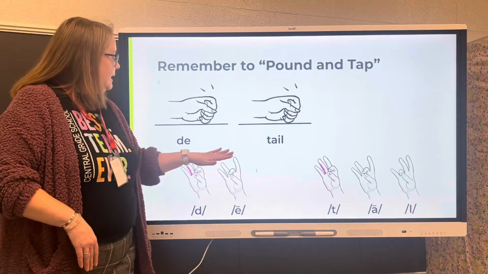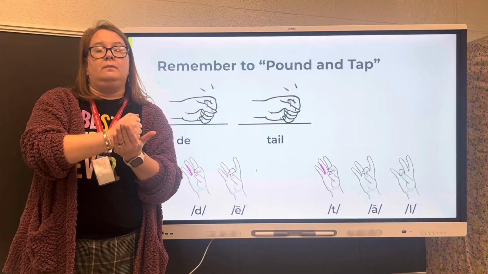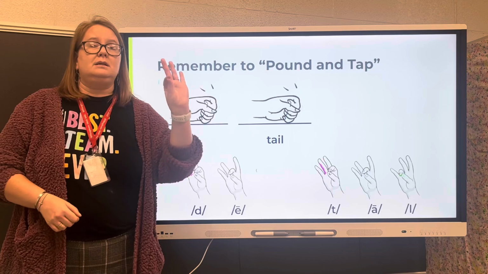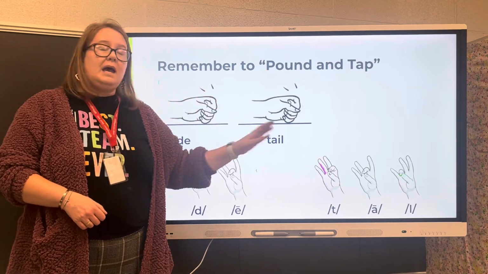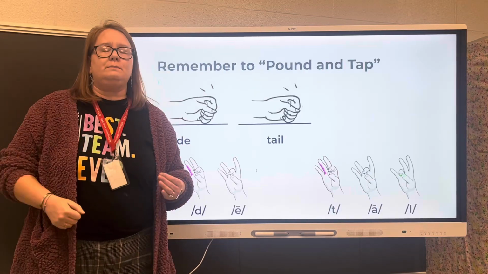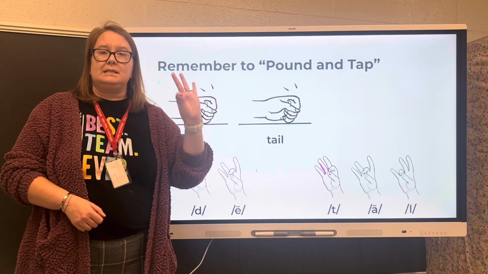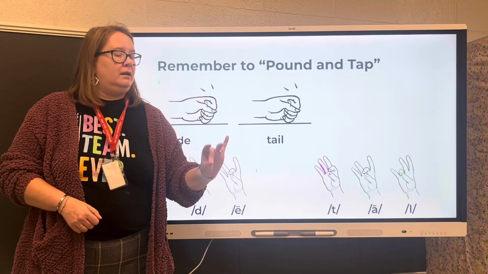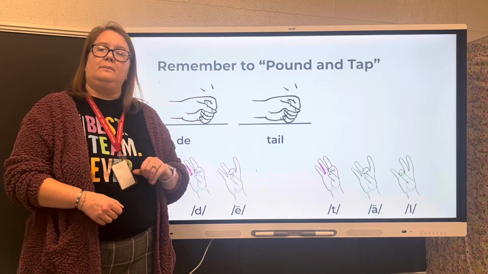So here's my word, detail. So I would pound it, de-tail. When it's time to spell that word, I'm going to spell de, D-E. I know how to spell that, D-E. And then my second syllable is tail. I can spell tail, T-A-I-L. I know T says T, and we use A-I for that A sound in the middle, and L is L at the end, detail.